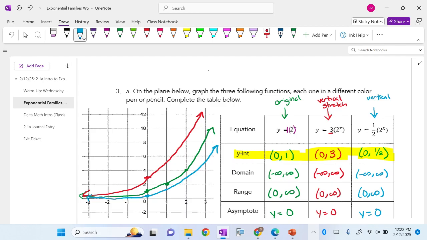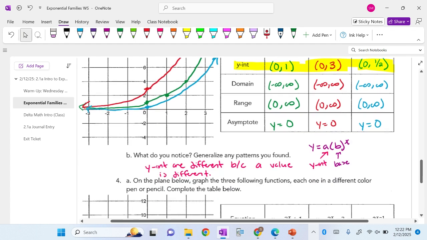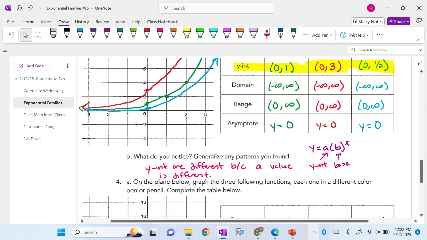So on the other hand, this graph is actually a vertical compression of the original. It got wider. So that's just something good to note. But essentially, the main takeaway is that the a value changed our y-intercept.